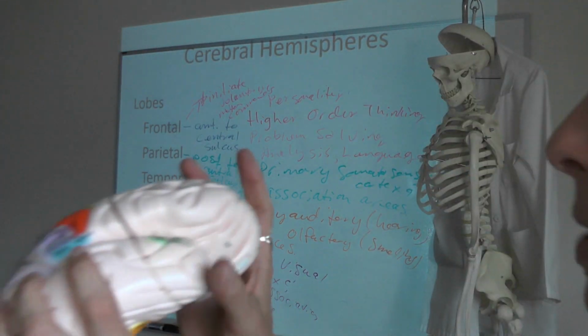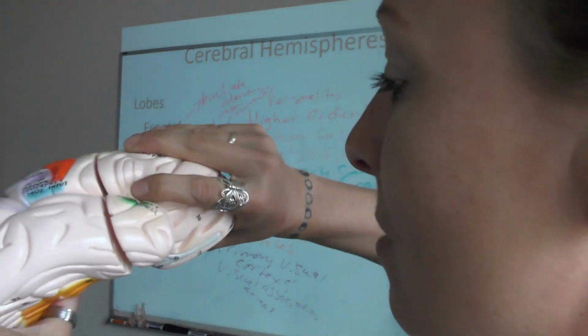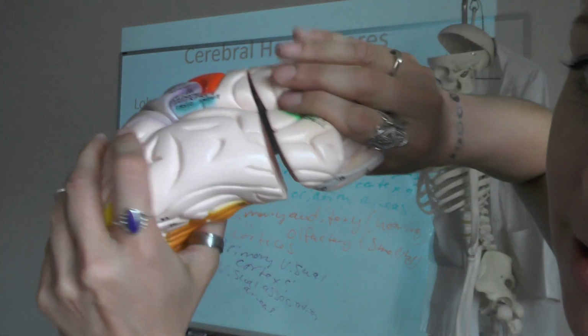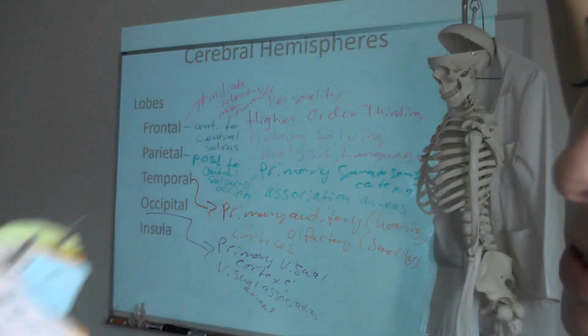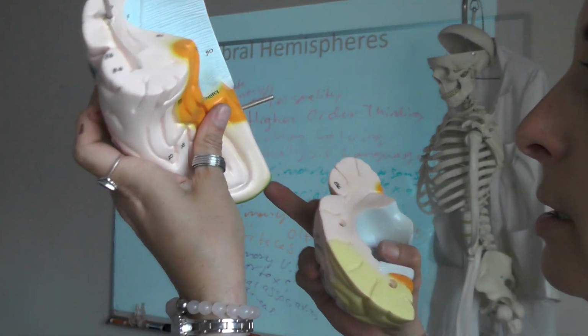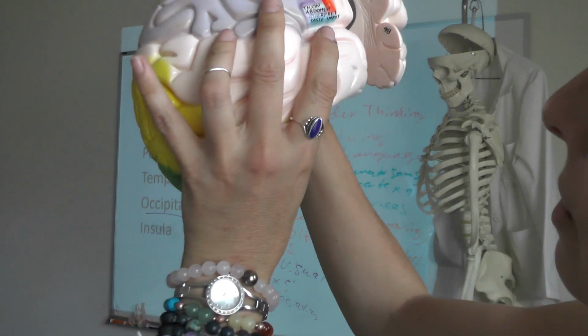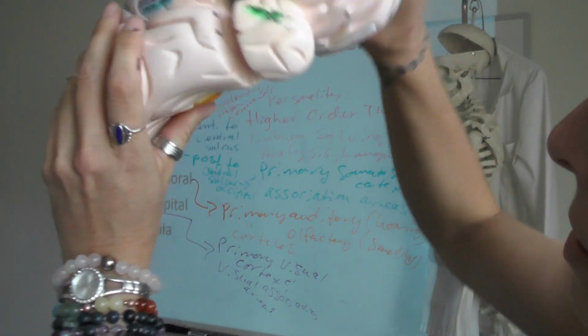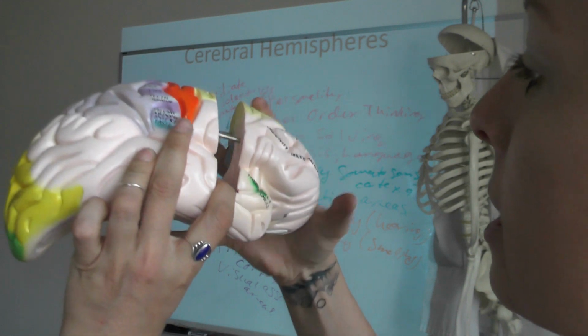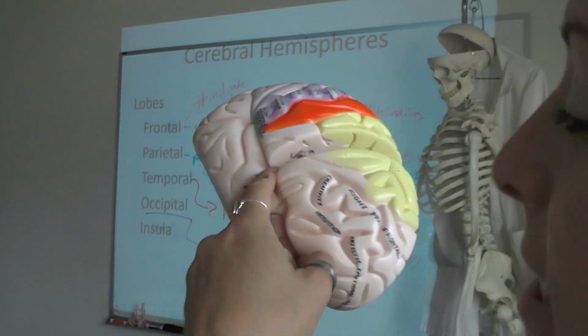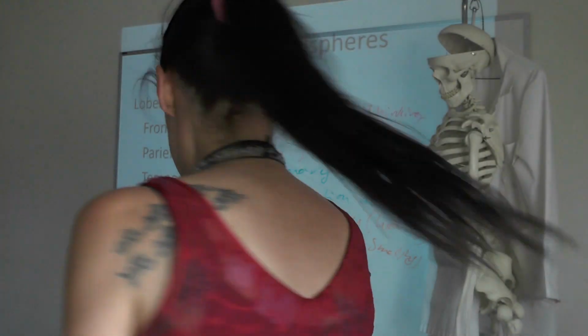What's in the insula? Why do I care? Because it's got the primary gustatory cortex. What is that? It's taste. You love taste, people. I know you do. Darn it. Man. So, yeah, I don't know. The insula is right in there. And I can't show you on the model very well.